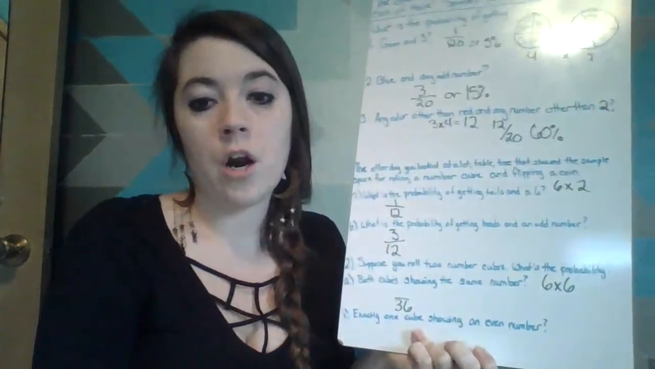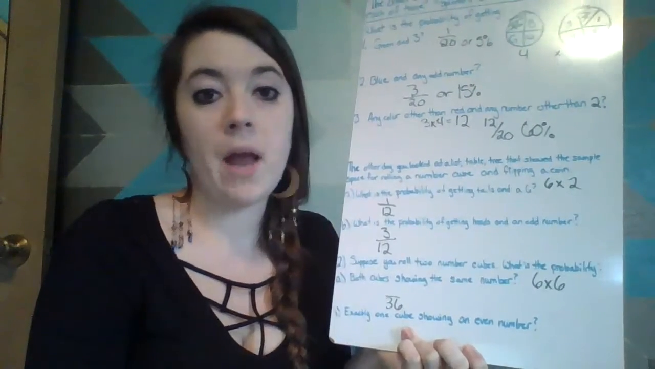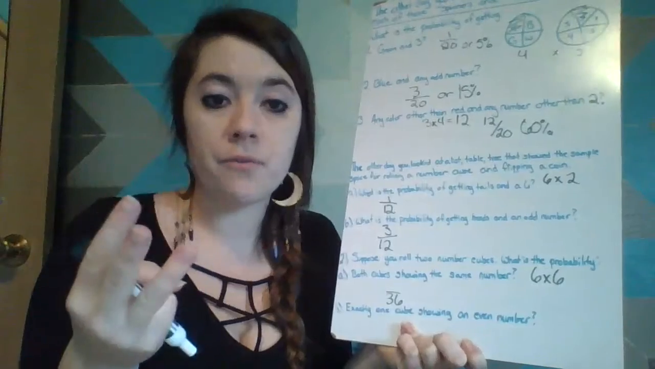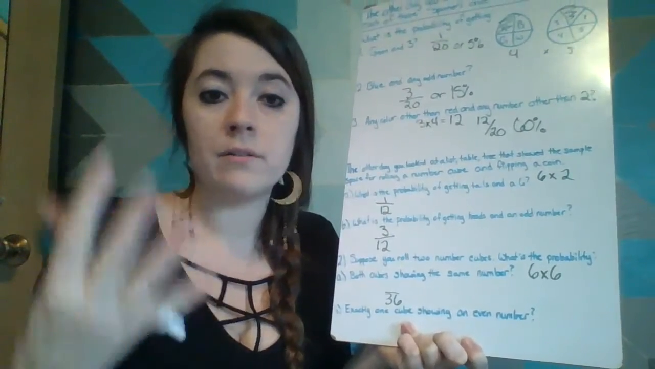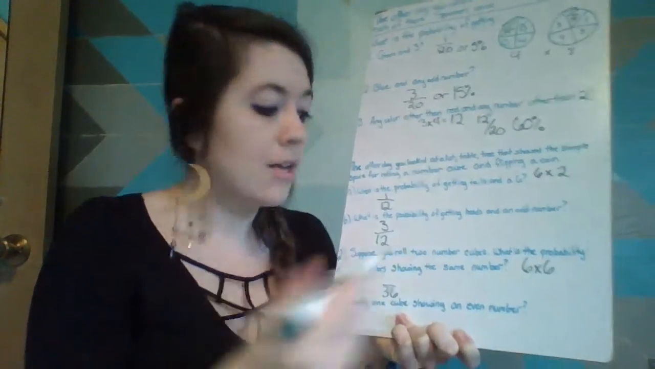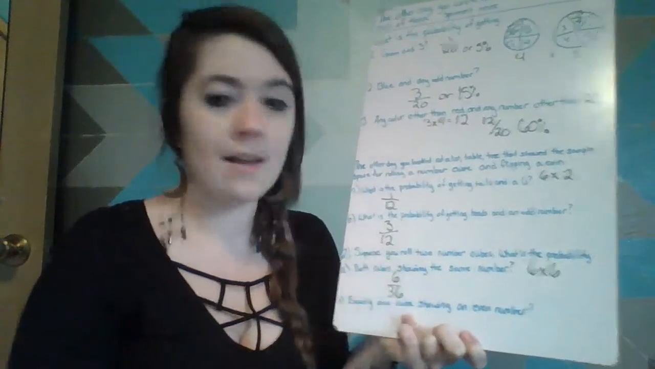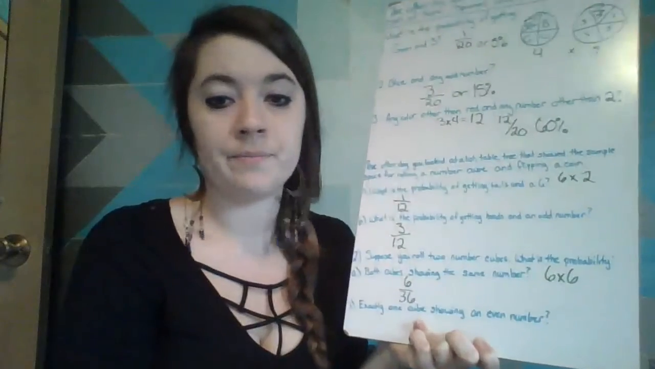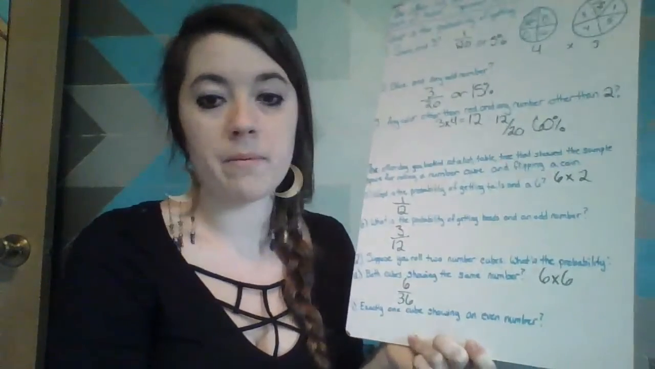And in order for it to show the same number, now it doesn't specify, so that means we could have 1 and 1, we could have 2 and 2, we could have 3 and 3, 4 and 4, 5 and 5, 6 and 6. So that means we have 6 possible outcomes. So it's a 6 out of 36, or a 1/6 probability.